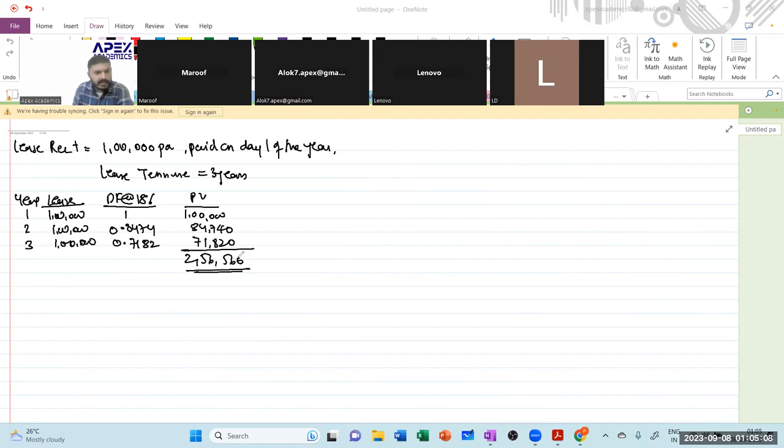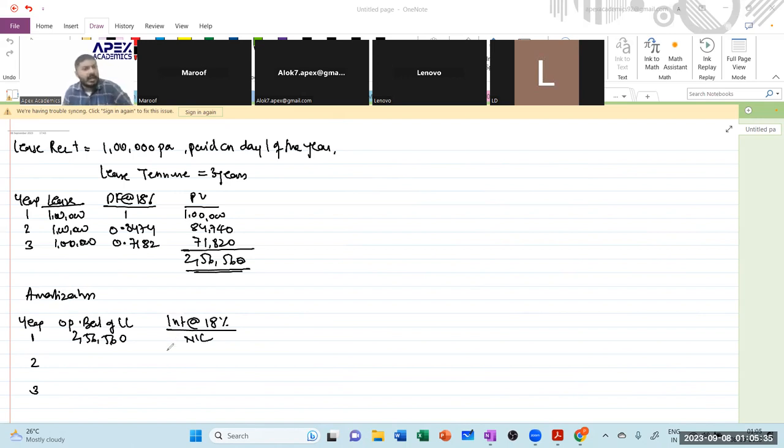Now someone will say, this is okay, but what about amortization? Okay, we'll talk about amortization. Year 1, year 2, year 3. Opening balance of lease liability: 2,56,560. Interest at the rate of 18%: nil. Why? Because you are paying on the first day of the year. How come there will be any interest? Are you with me? Yes or no? Yes, sir. There can't be any interest. So, total lease liability.